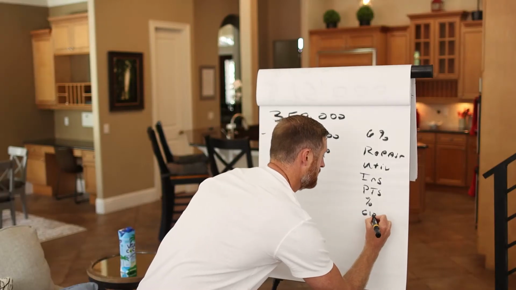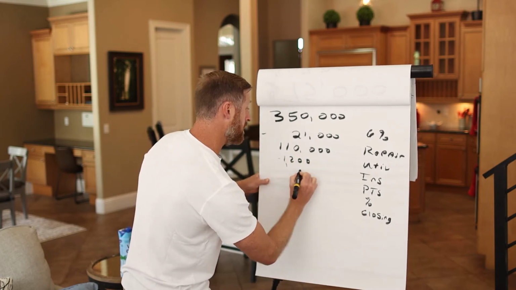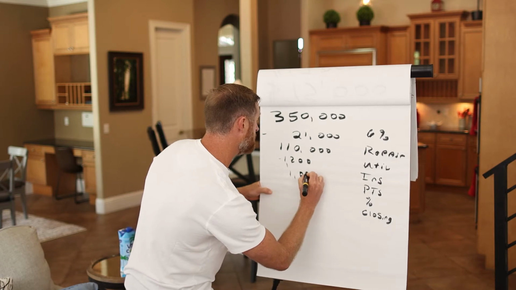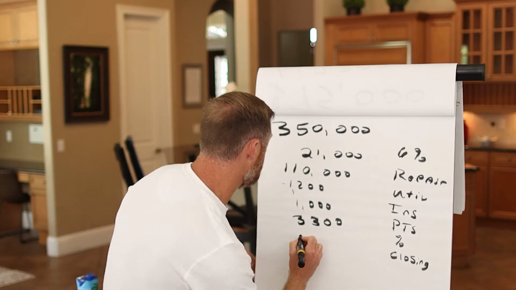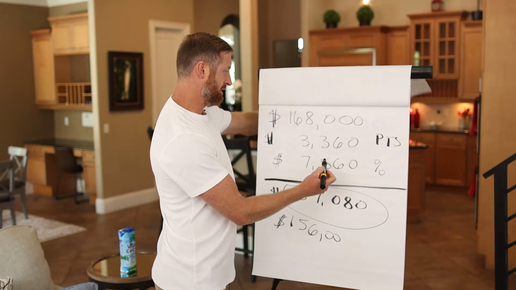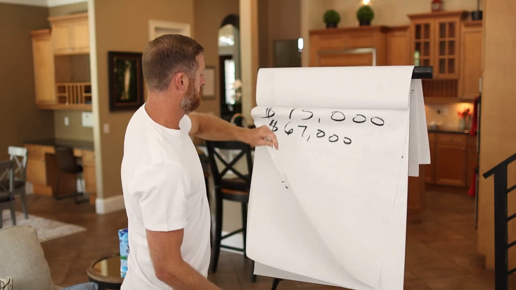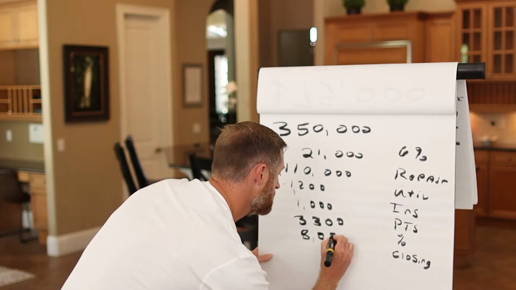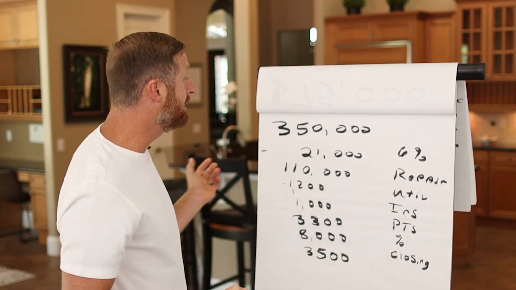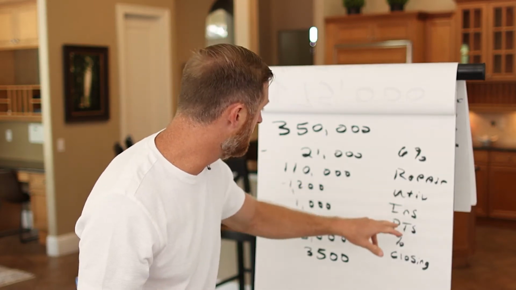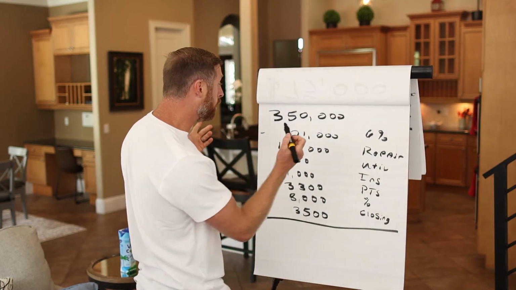Don't forget closing costs. All right, utilities, we figured about $1,200, which is probably on the high side. We figured about $1,000 for insurance, which is on the high side. We figured $3,300 in points. What was the interest we were paying? 7,560. Let's just call it $8,000, just to be safe. Maybe we go over 6 months. $8,000 in interest, and then $3,500 in closing. Did I forget anything else? Interest, repair, utility, insurance, points, percent. Oops is in there. I forgot the most important thing.